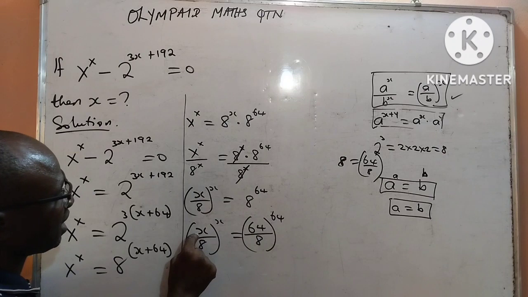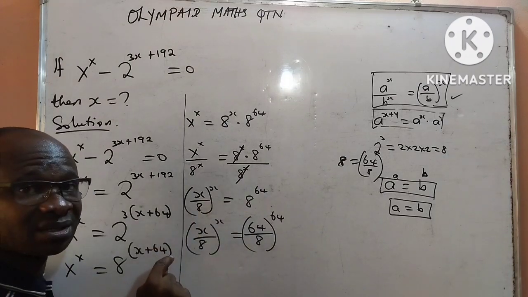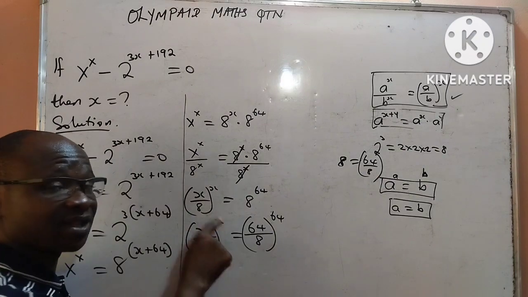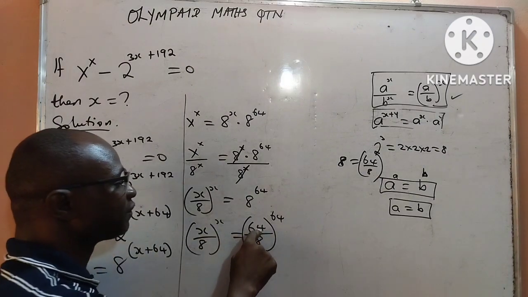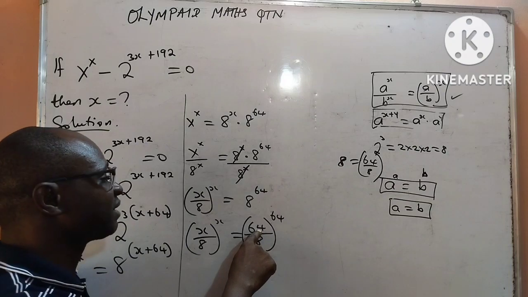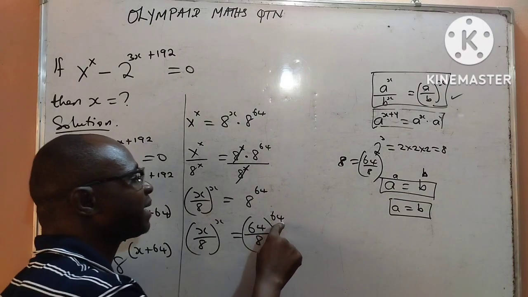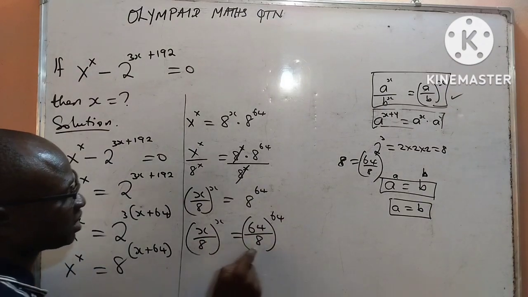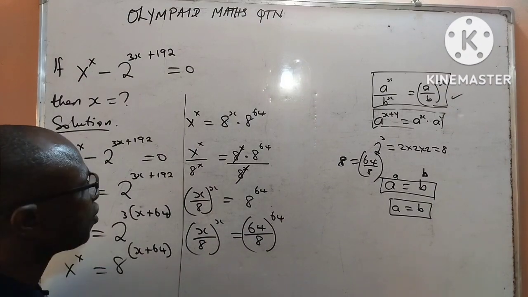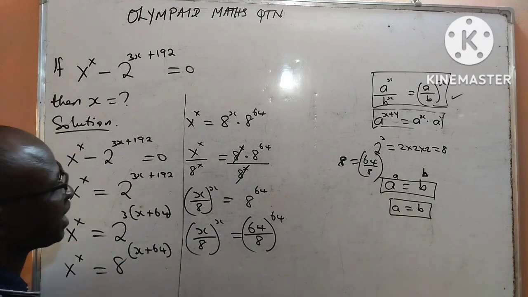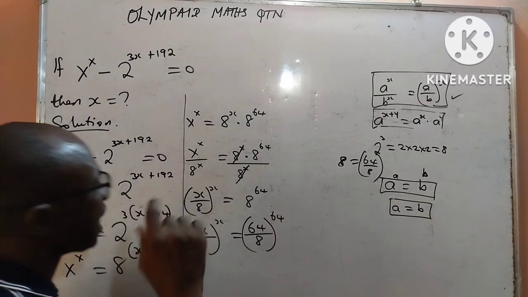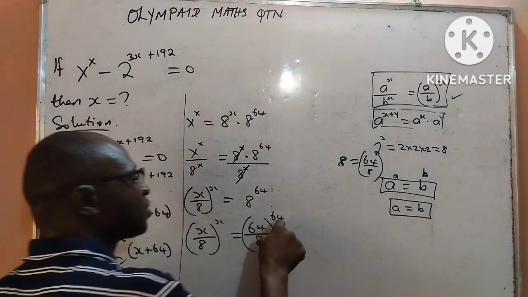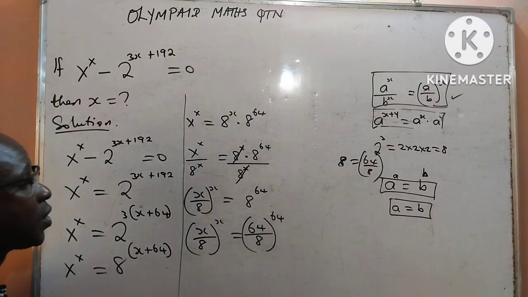Now, see it: x power x, that is the numerator of the base x, the power of everything x. The numerator of the right hand side, the base of the right hand side, is 64, and the power is 64. It is now comparable. The denominator 8, the denominator 8. Therefore, we can simply say that something is common. And what is common? The power x is equal to the power 64.